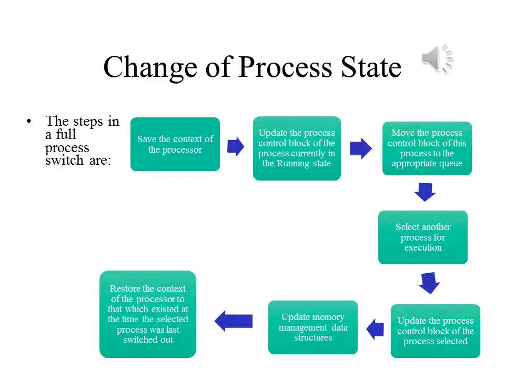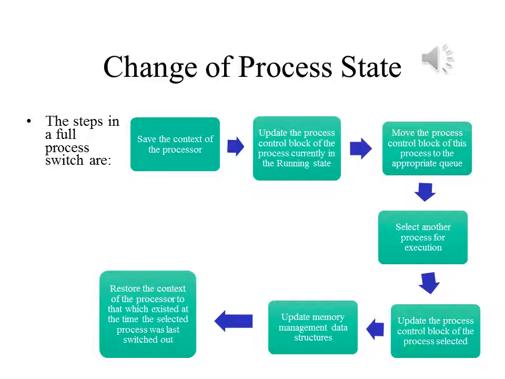Step 1. Save the context of the processor, including program counter and other registers. Step 2. Update the process control block of the process that is currently in the running state. This includes changing the state of the process to one of the other states, such as ready, blocked, ready suspend, or exit. Other relevant fields must also be updated, including the reason for leaving the running state and accounting information. Step 3. Move the process control block of this process to the appropriate queue, such as ready, blocked on event i, ready suspend.